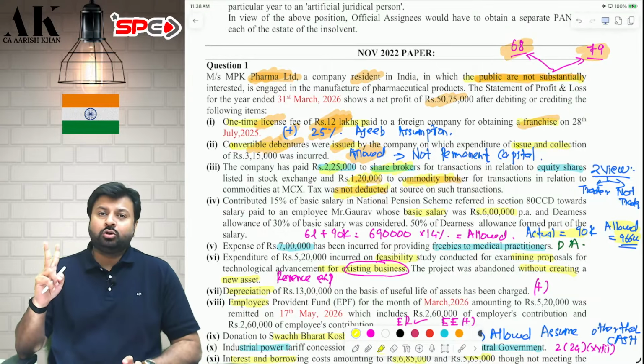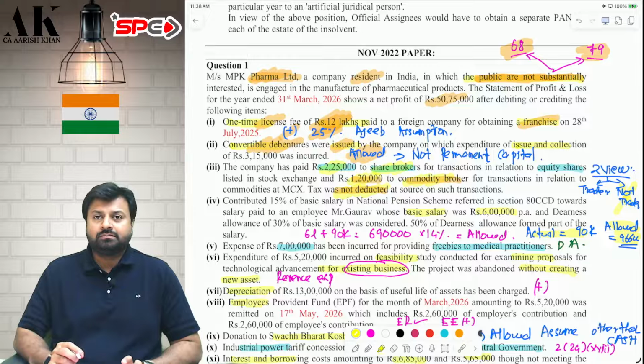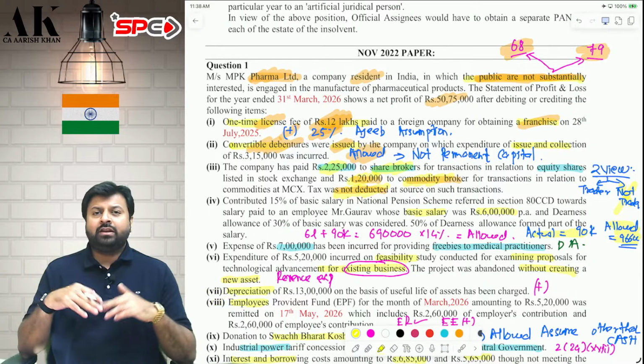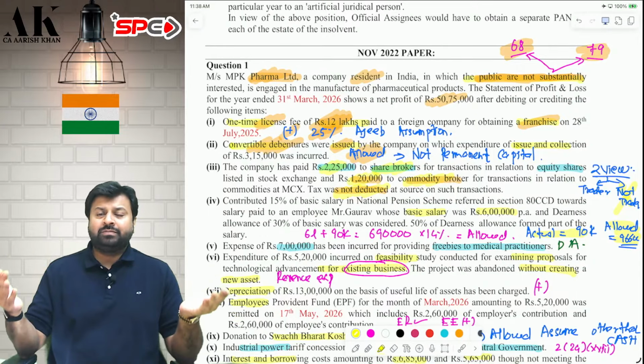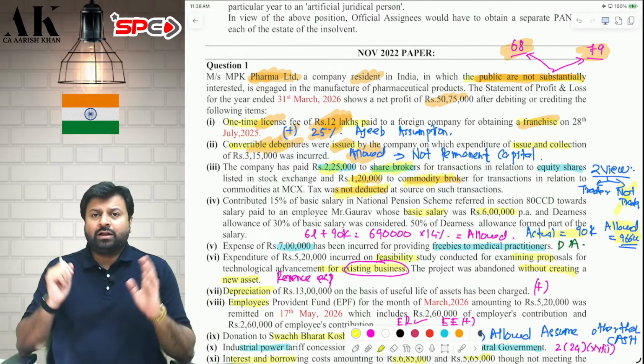Now, ICAI has taken two views. View number one: if you assume that the assessee is not a trader of share and commodity, then both the expenditures will be disallowed. Because if you are not a trader of share and not a trader of commodity, then these are not business expenditures for you. Therefore, they will not be allowed as a deduction. Both of them will be disallowed.